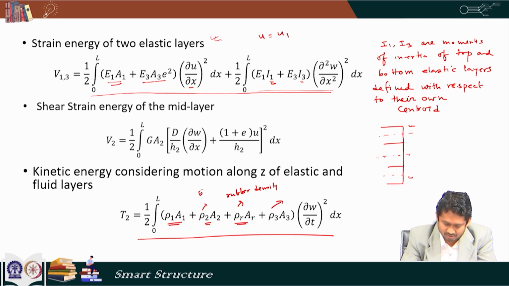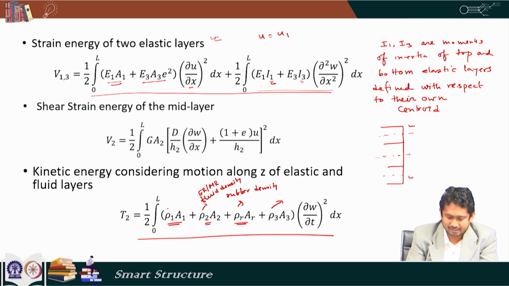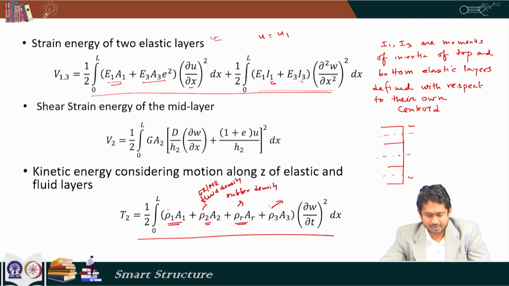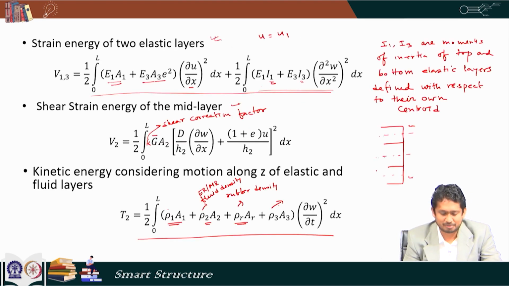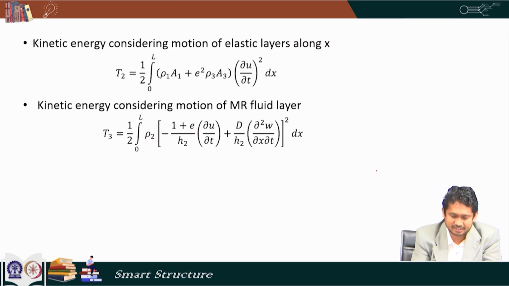So, this is ER, MR fluid density, and this is density of elastic layer 1, this is density of elastic layer 3. Now, we will write the other component of the kinetic energies, which is T2 here.